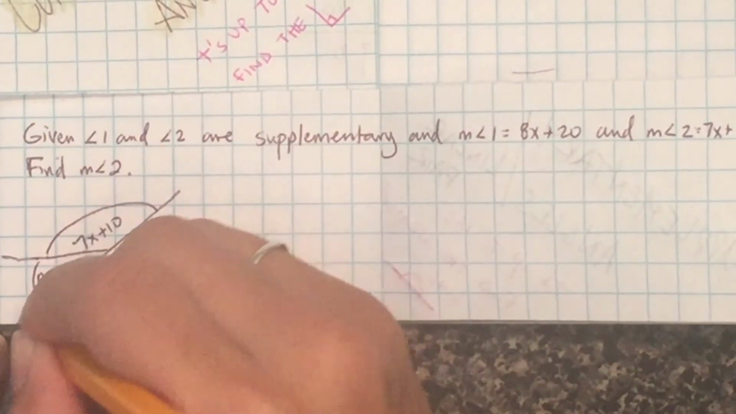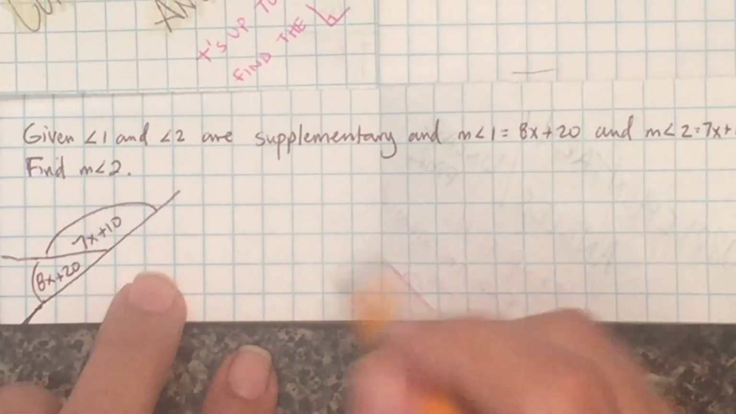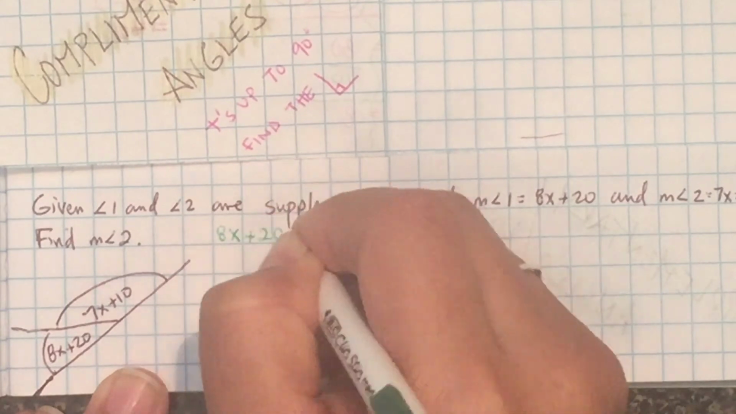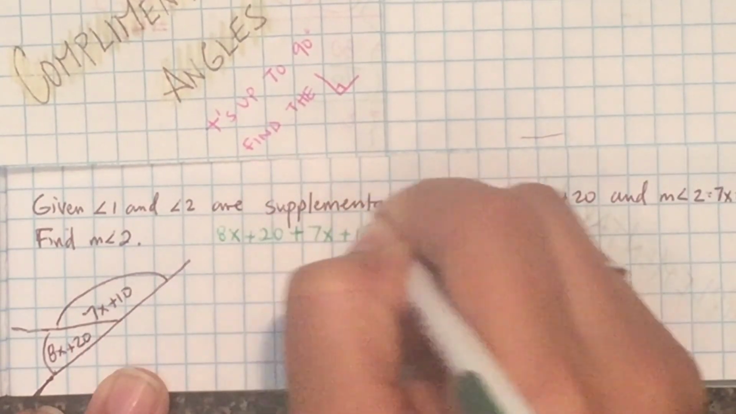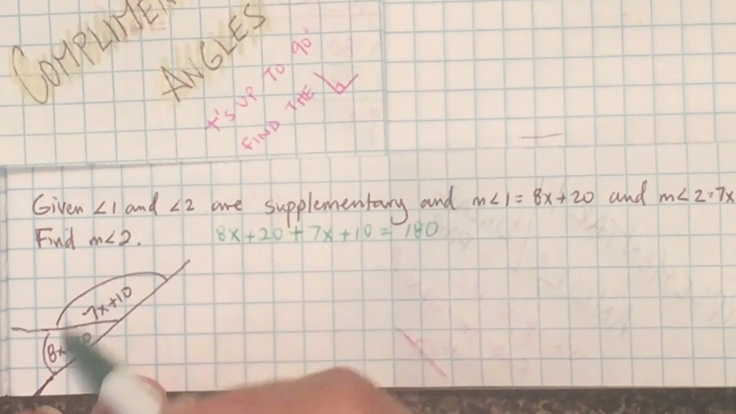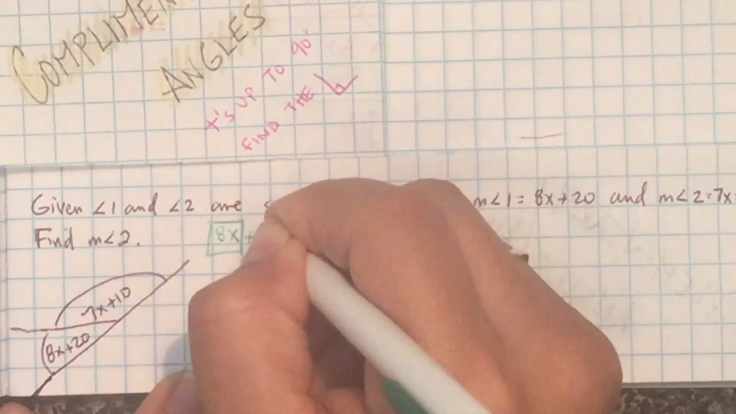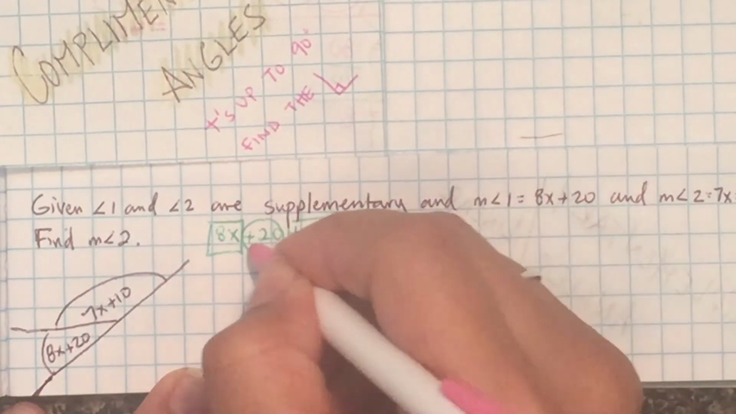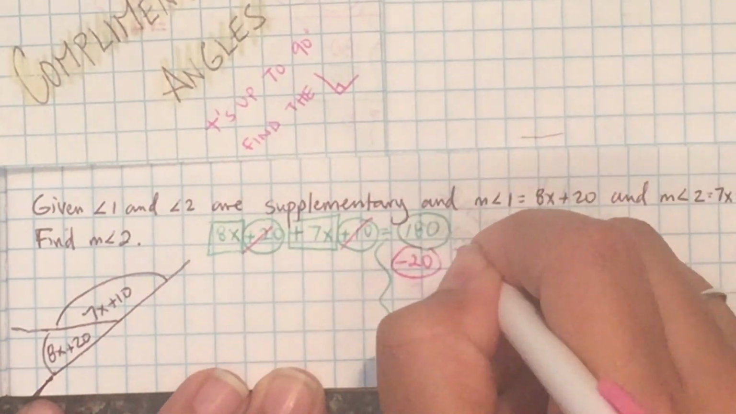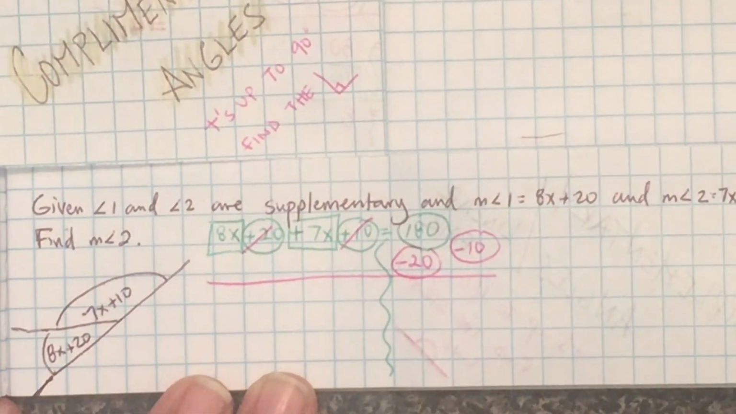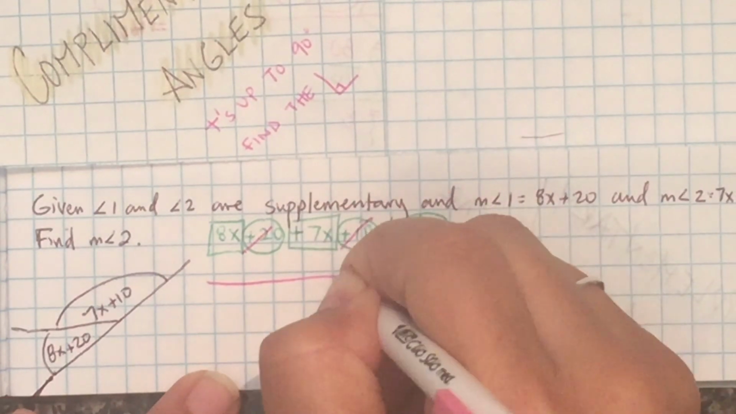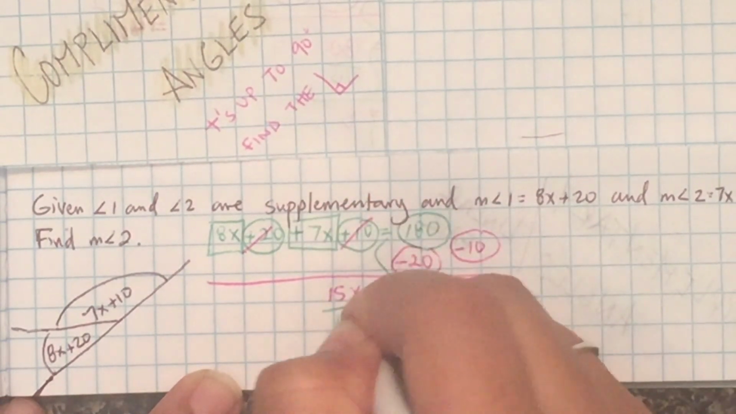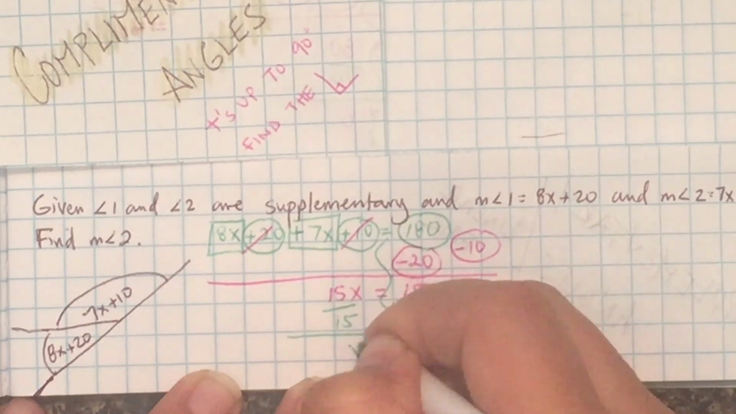And what do we know about these two angles? They add up to 180. They make a straight line. So what's the setup for that? What's the relationship in the setup? Well, they add up to 180. So 8x plus 20 plus the other angle, 7x plus 10, has to equal 180. Boxes and circles, don't forget the symbols. Let's start moving stuff. So that's going to be negative 20 and negative 10. So we're going to get, combining like terms, 15x is equal to 150. Divide both sides by 15. You're going to get x is equal to 10.